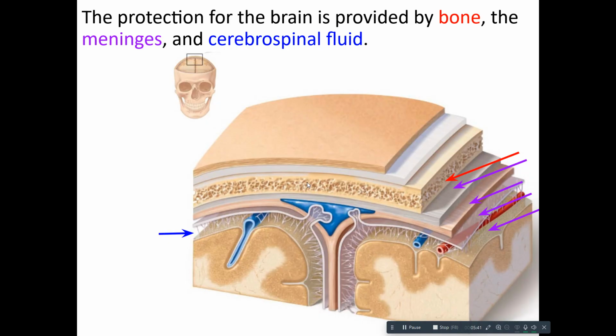Okay, and with that, we're done with actual brain structures, and we're moving on to brain protection. The brain is protected by bones, by meninges, and by cerebrospinal fluid. In this slice here, I do see bone. I see parietal bone right here. Then I see a bunch of meninges. I've got 4 different meningeal membranes in this particular spot. Then my cerebrospinal fluid would be in this space right here, marked by the blue arrow.